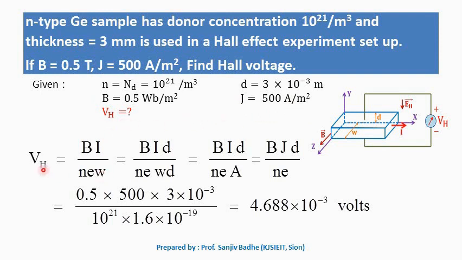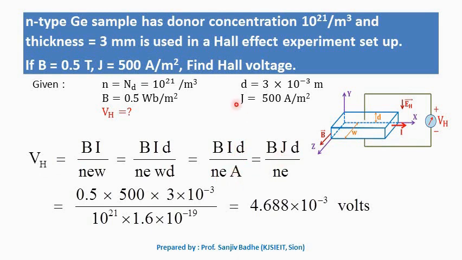So we have obtained the relation for Hall voltage: VH is equal to BI upon NEW, that is BID upon NEW, that is BID upon NEA. Here we just multiplied and divided by D, and we got WD. The WD will be equal to the area of cross section. So VH is equal to BID upon NEA. I upon A is J.